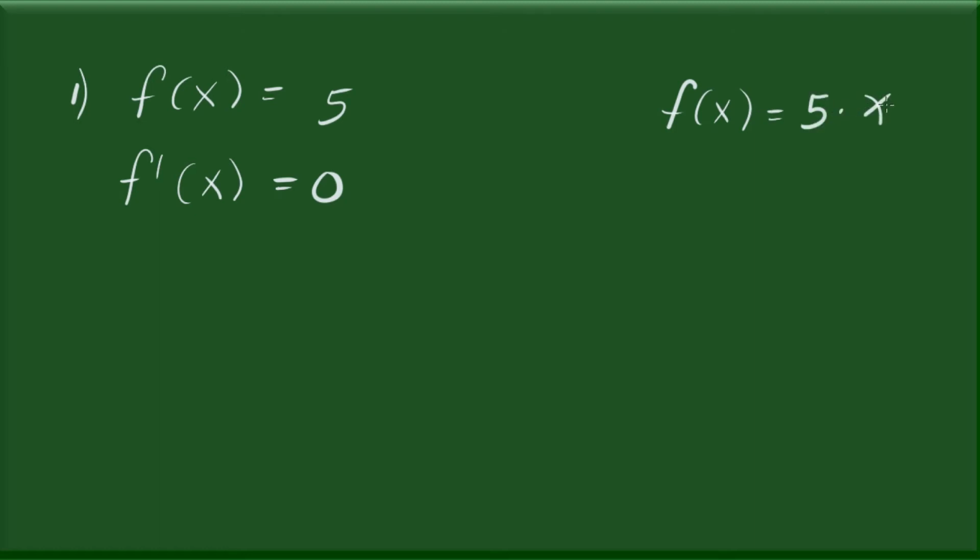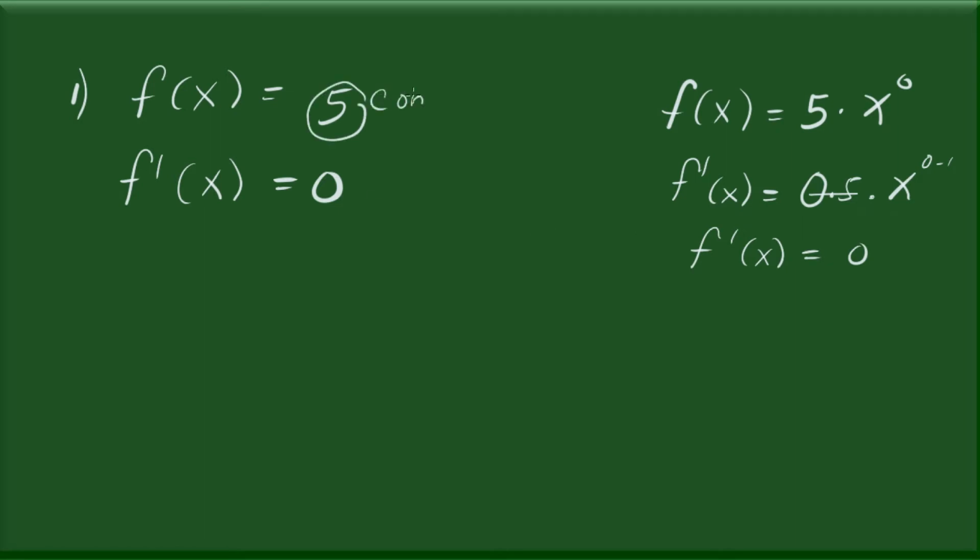When it's just 5, it means it's 5x raised to the 0 power. So demonstrating the power rule, when you multiply the 0 and 5, 0 times 5 is just going to be 0. It doesn't matter what comes after that, right? So even if you do minus 1 here, you still have to multiply it by 0. So your f prime of x is going to be 0.